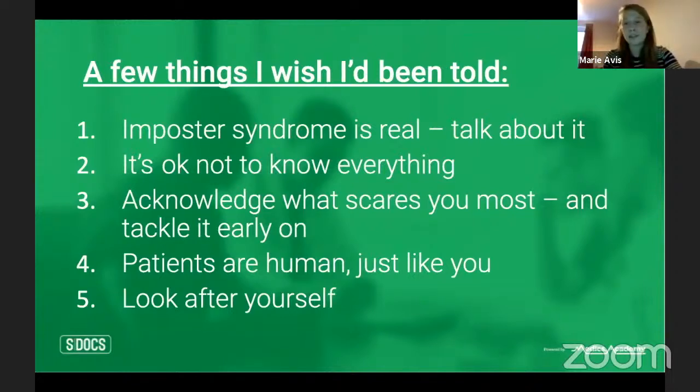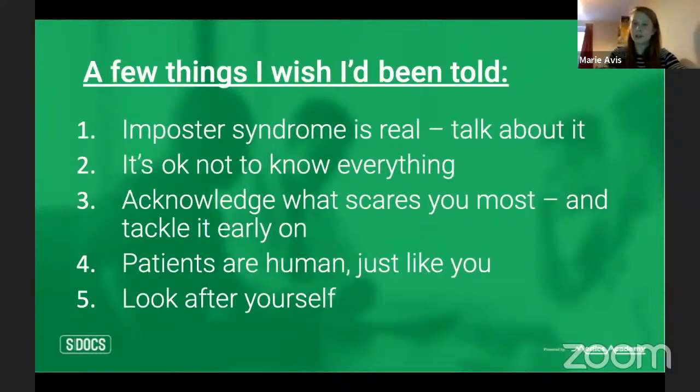It's okay to not know everything. This is something I wish someone had told me. You don't have to know everything at all. No one expects you to. I'm in my final year. I don't know everything by a long shot. And no one expects you to know everything. As long as you're willing to learn, that is fine. Acknowledge what scares you most and tackle it early on.